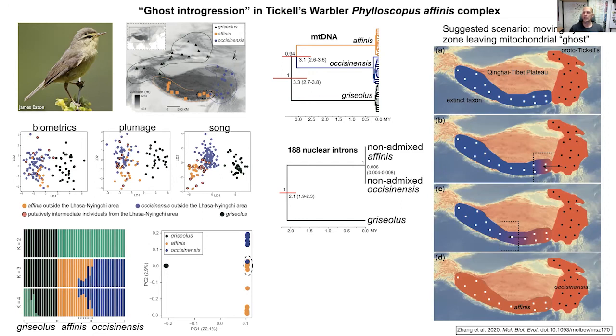And the conclusion here was that there has probably been an original species in this area, a proto-Tickell's warbler, and another species, which is now extinct, occurring in the Himalayas, and a shifting hybrid zone that has moved west. And while doing so, this Himalayan species has gone extinct, but it has left its mitochondrial DNA as a ghost lineage within this population.